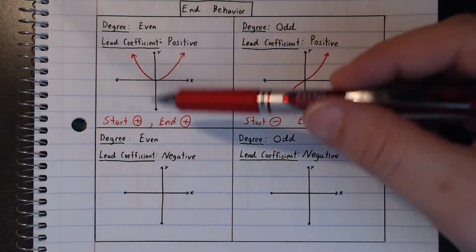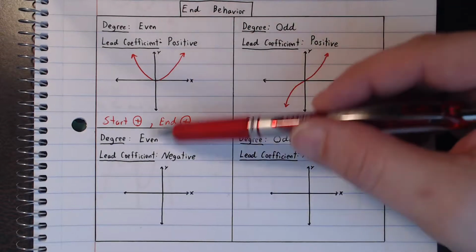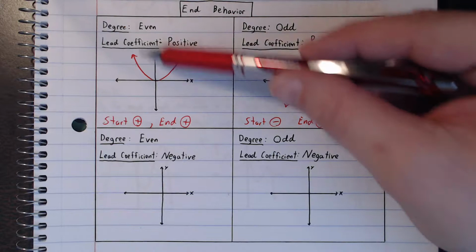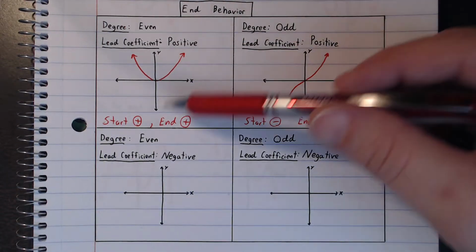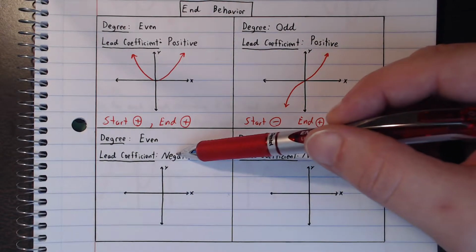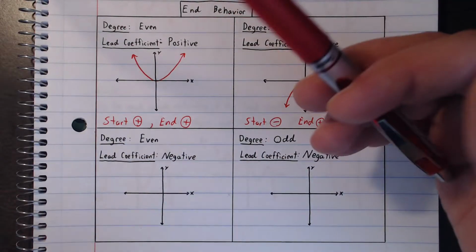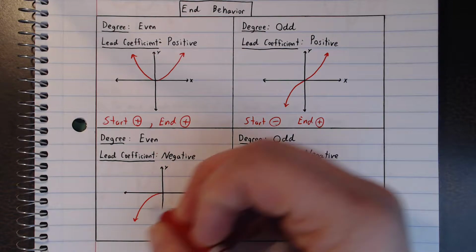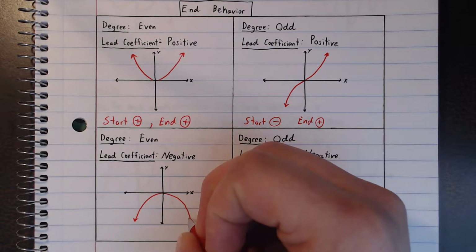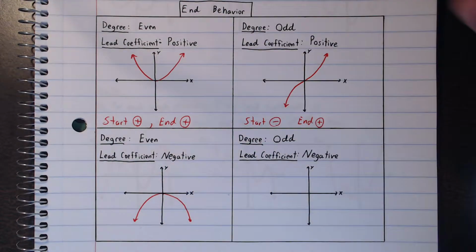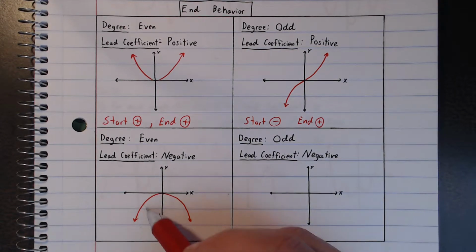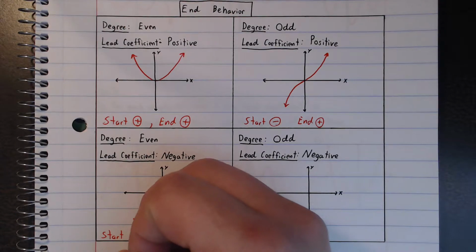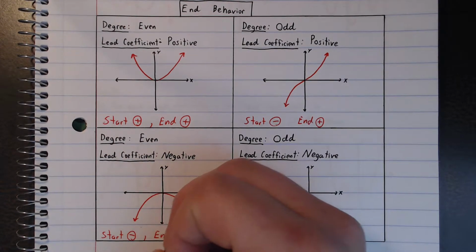Here we have an even degree again. So even, we notice that they were both in the same direction. Positive, it was pointing up. So what's going to happen when we have an even degree with a negative lead coefficient, it's going to flip everything upside down. So if we have a negative number here and then a 2, 4, 6, 8, whatever, our end behavior looks like this. We start negative and then we end negative.